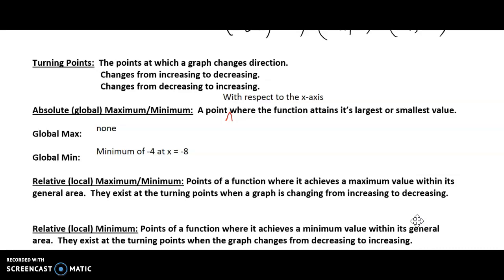And the way we write that is it's a minimum of -4 at an x value equal to -8. So again, all you have to do is look at the ordered pair from which that point is associated. Right? The min of -4, -4 is the y value at that point, and an x value of -8. It's important that you write these accordingly.